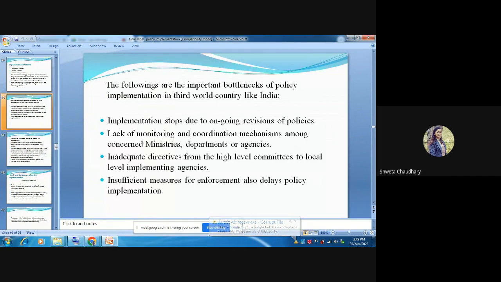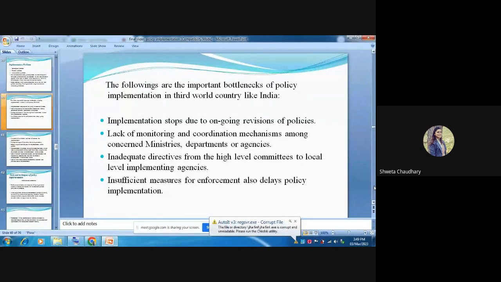Then implementation stopped due to ongoing revisions of the policy, lack of monitoring and coordination mechanisms among concerned ministries, departments or agencies, inadequate directives from the high-level committees to local-level implementing agencies, and insufficient measures for empowerment. Enforcement also delays policy implementation.